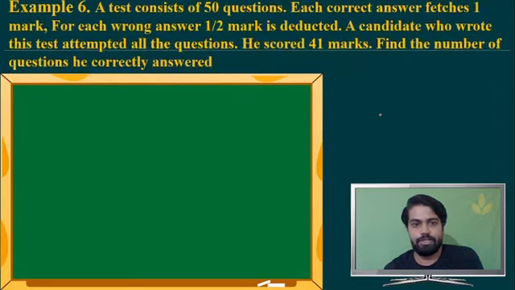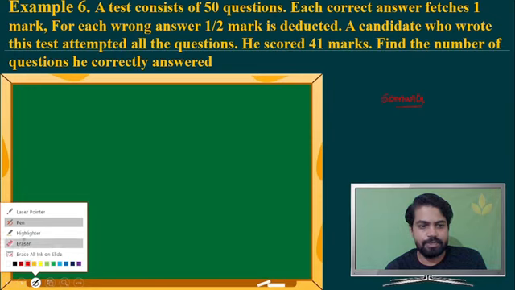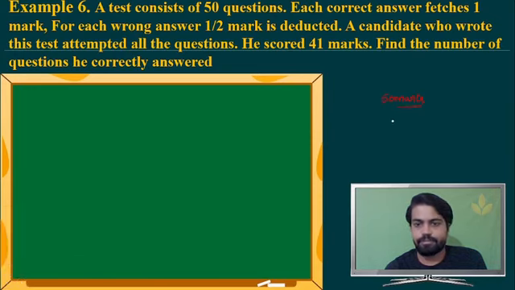So the question was, if it is completely correctly answered, what happens? If all are right, we would have got 50 marks. But because of our mistakes, we have got lesser marks, right? So 50 marks I would have got if I had got all the right answers, but I am getting only 41. What is the difference? 9 marks.